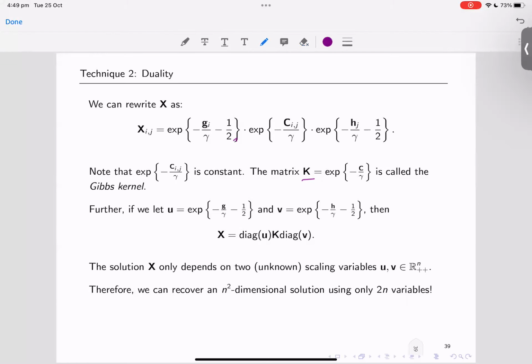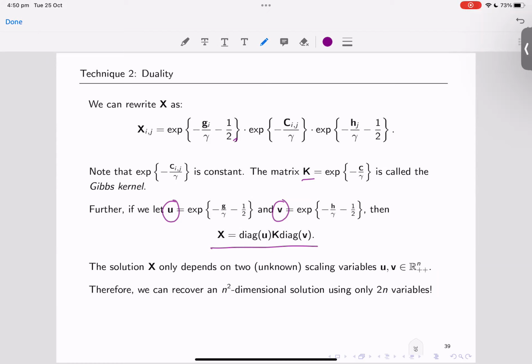And also, if I define U and V to be these two vectors, right? You basically take the vector G, divide that by gamma, take the negative minus half out of all components, and then raise E to all of those components. You would have two vectors U and V, right? So basically they are two equivalent ways of defining the dual variables. I would be able to express X as this formula, okay? It's basically a product of three matrices, the diagonalization of U times K times diag of V, okay?